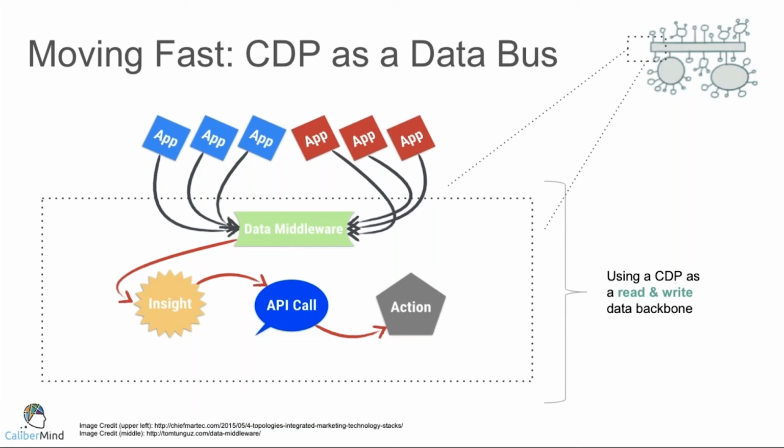So Scott Brinker published a great article a couple months back on the different topologies of a marketing stack. You can see on the upper right here, this is what we call a data bus architecture. You can think of Calibermind like a single source of truth, or a bus that is moving all of your data between these systems and making sure it's all accurate.